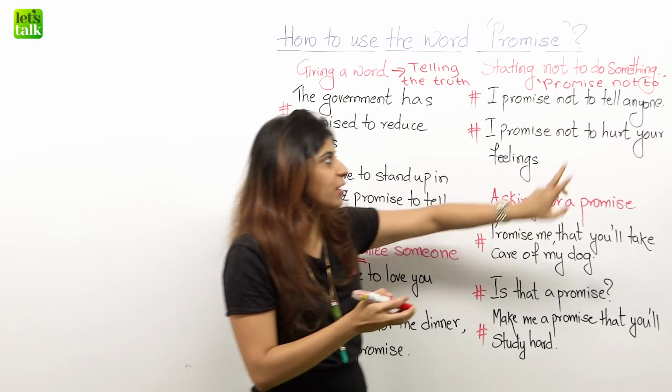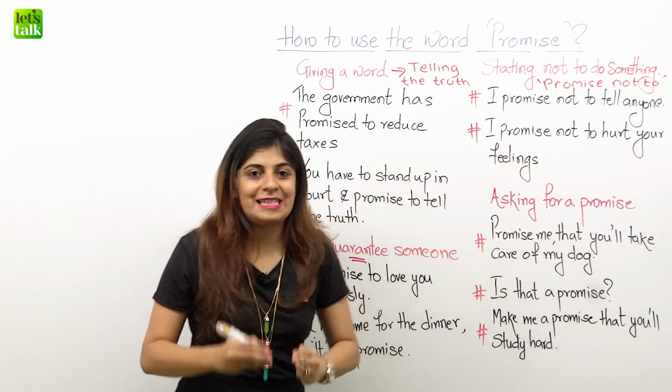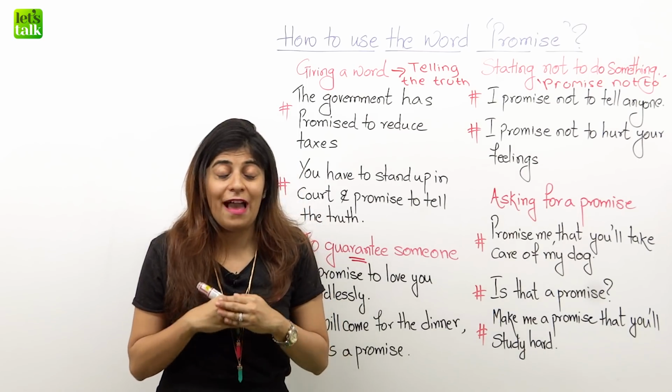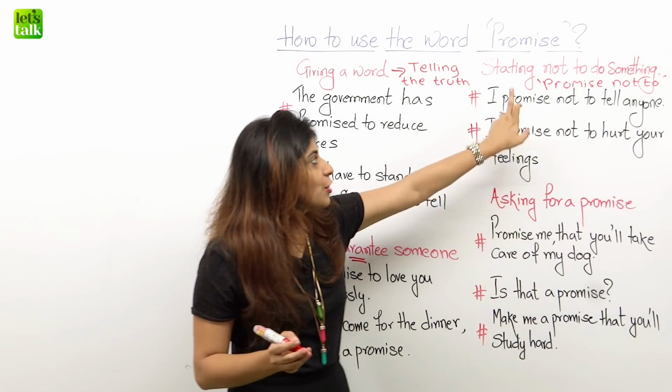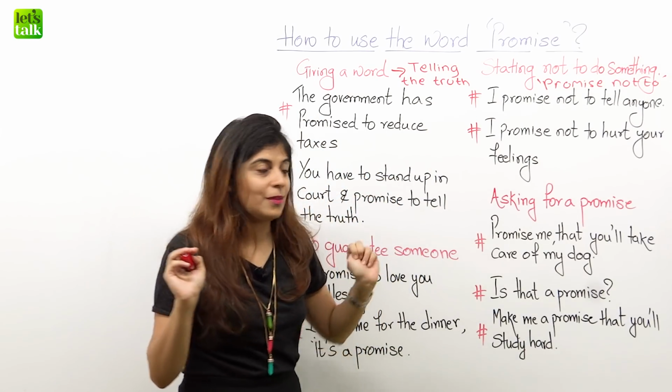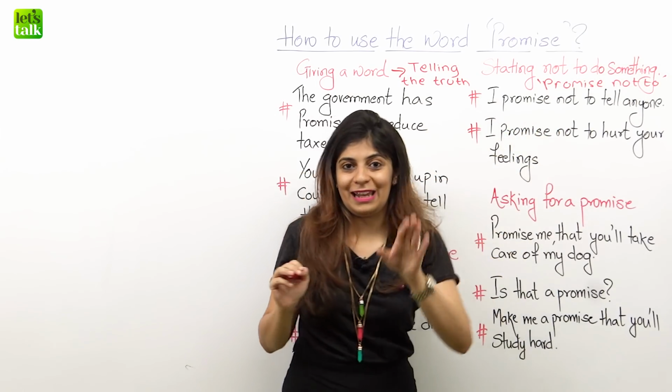Okay, though it's a negative word here, you're actually stating that you will not do something that you have promised. So the way you use it is, I promise not to. I promise not to tell anyone.